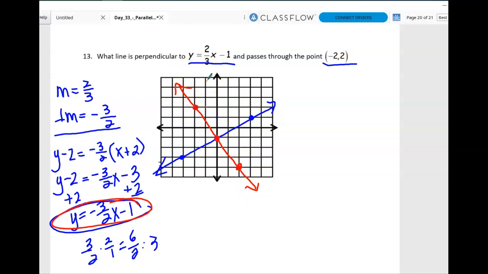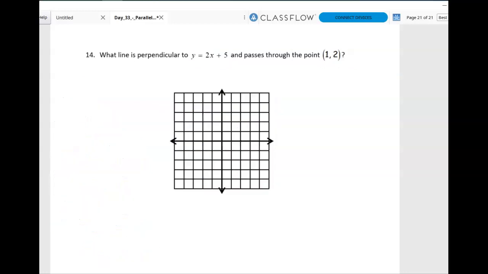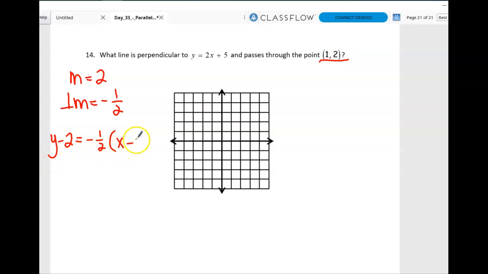All right, I highly recommend you try the next one on your own. You can pause the video and then check it. This one is perpendicular, so my slope here is 2. My perpendicular slope is going to be -1/2. I'm going to use that new slope with this point and do point-slope form. y - 2 = -1/2 (x - 1).